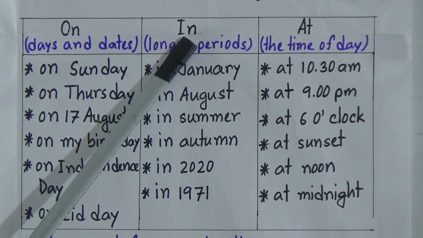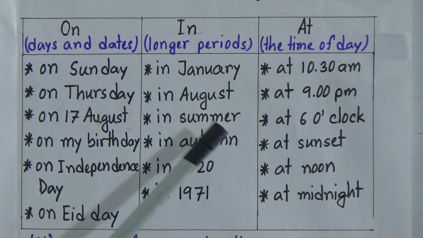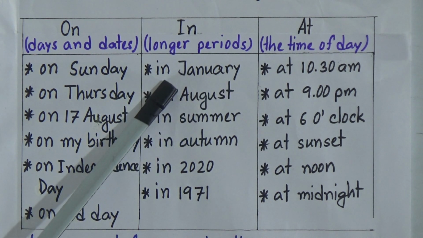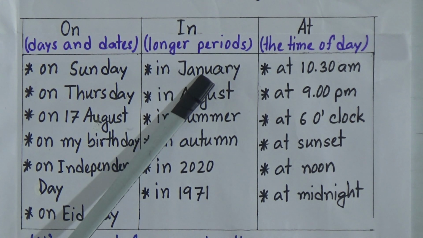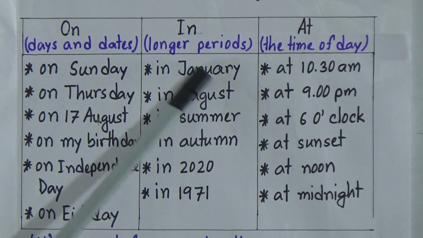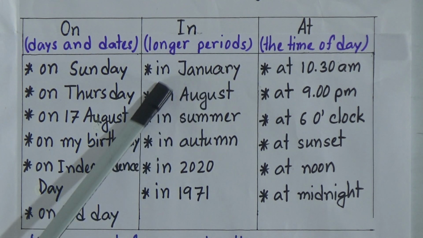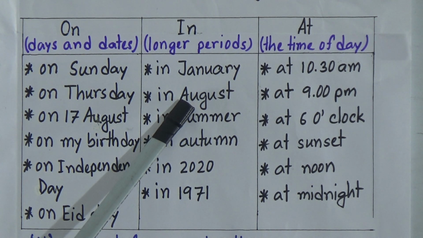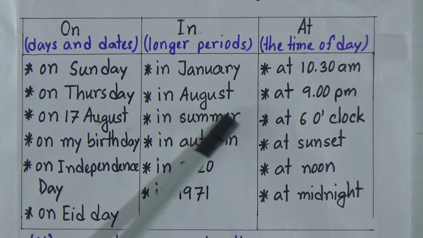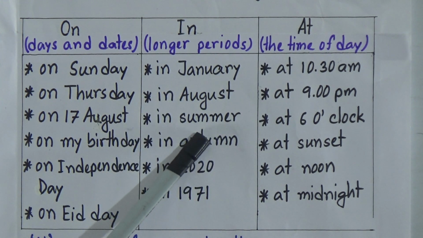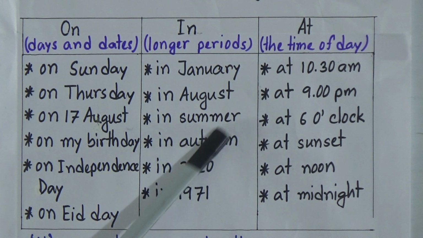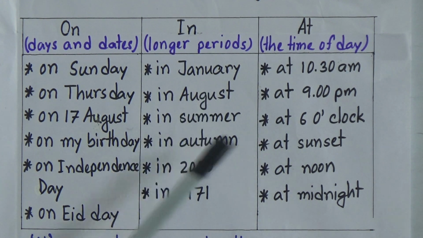Now in, we use in for a longer period, that means which is more than one day. Now look, in January, so there are 30 days in this month, that means it is more than one day. So we will use in front of January, in August, in July, in June, in February, in September, in November, in December, like this. And in summer, in autumn, that means if you use season, name of the season, you will use in front of the season. That means it is a longer period of time.